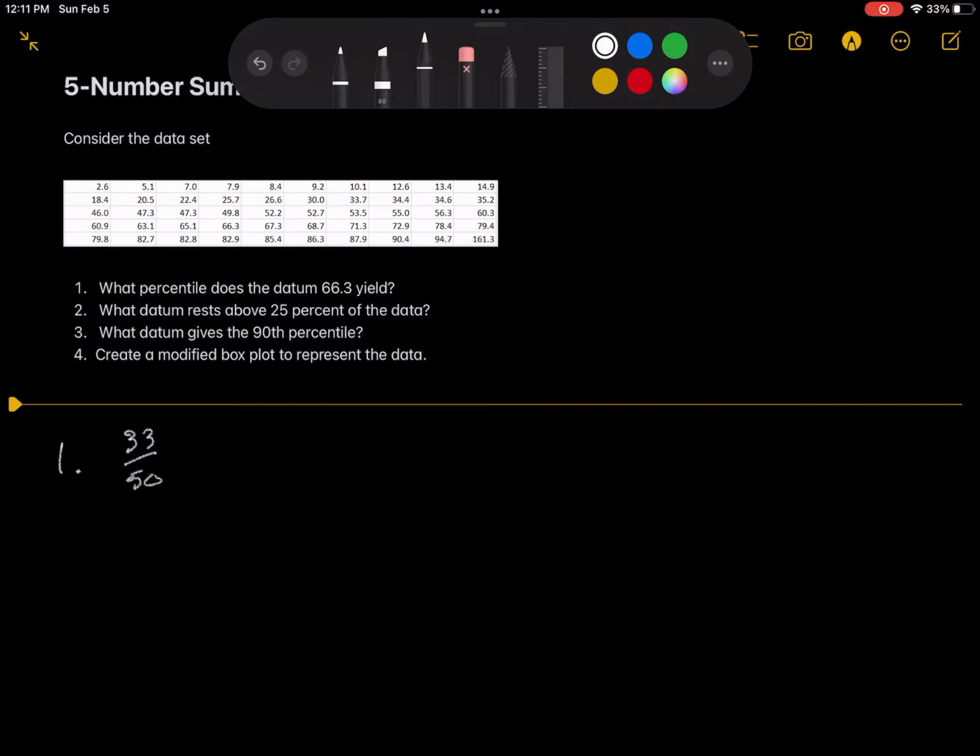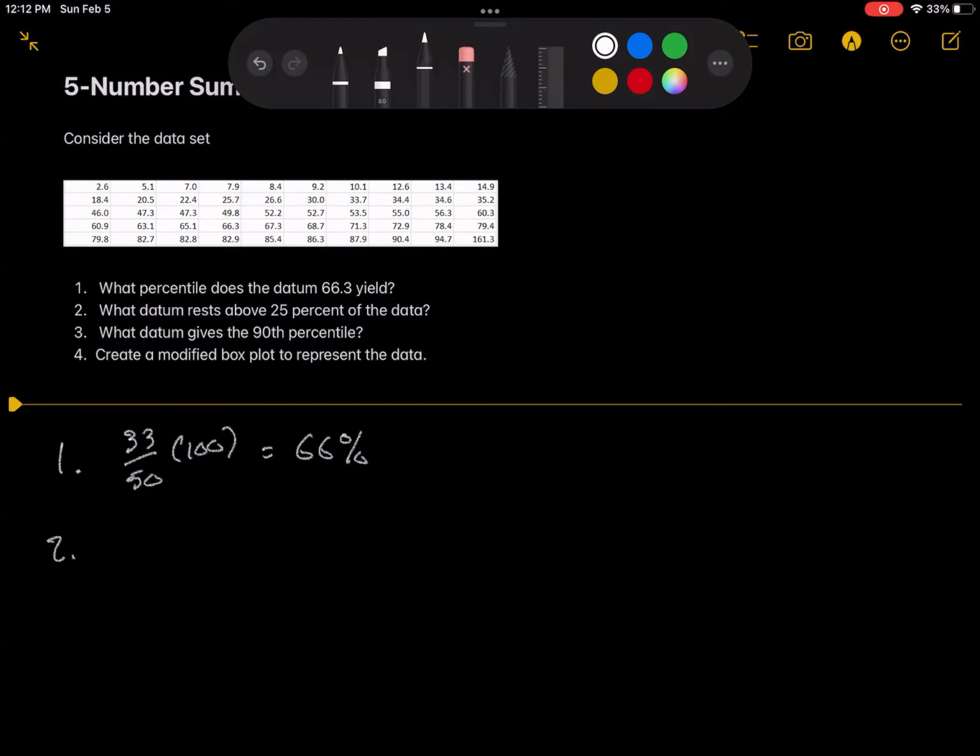Right, so all I need to do now is turn this into a percentage by multiplying by 100. So 33 out of 50 gives me 0.66. And if I multiply that by 100, that's 66%. So 66% of my data is less than 66.3.